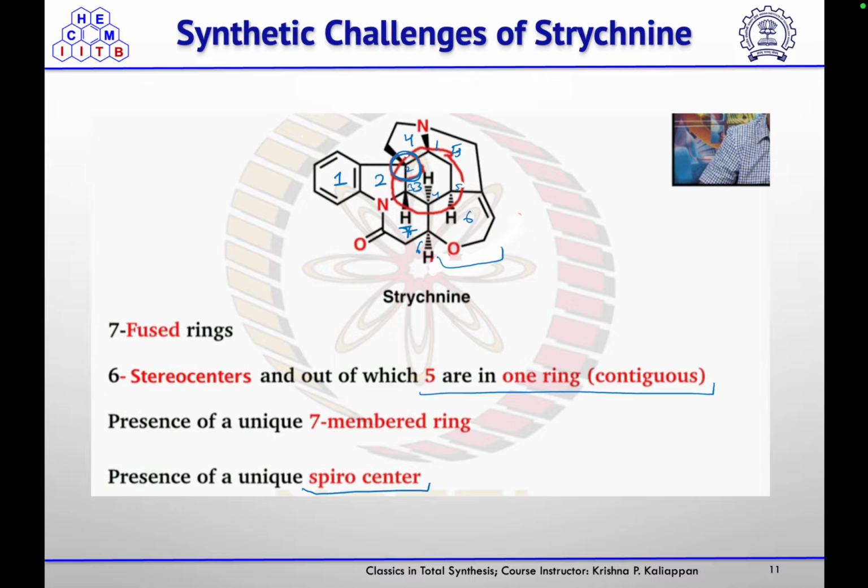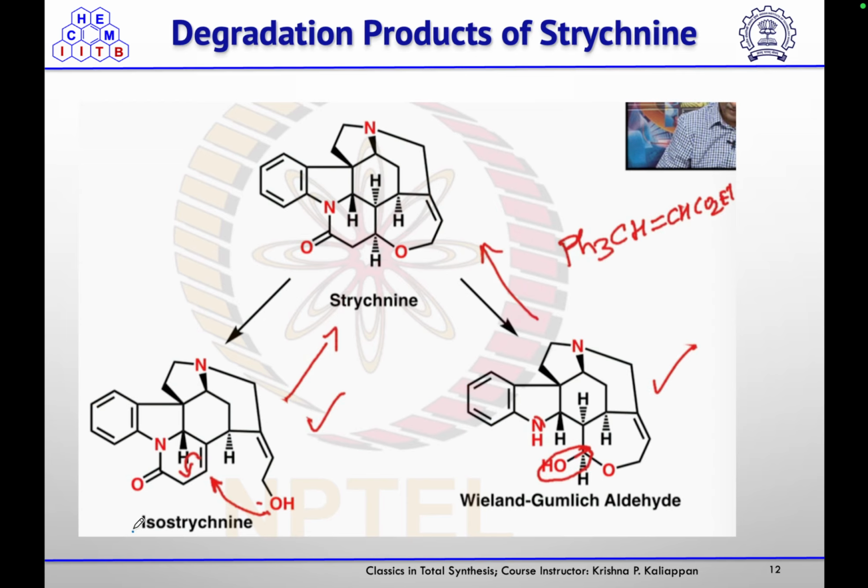Woodward synthesized this molecule based on degradation studies, and whoever wanted to complete the total synthesis of strychnine either used isostrychnine to convert to strychnine, or this Wieland-Gumlich aldehyde to convert to strychnine. From the degradation studies, it was found that strychnine on degradation gives two important compounds which people use further in the total synthesis of the molecule. First is isostrychnine, and second is Wieland-Gumlich aldehyde.